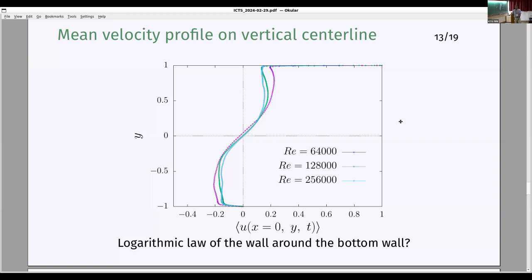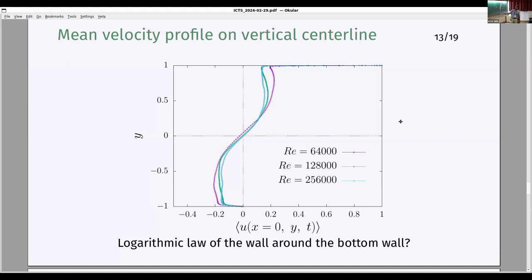As we increase the Reynolds number from 64,000 to 256,000, as you can see, this maximum goes to the right. That means the velocity profile is becoming more and more vertically flat. This is the typical behavior for wall-bounded high Reynolds number flow.